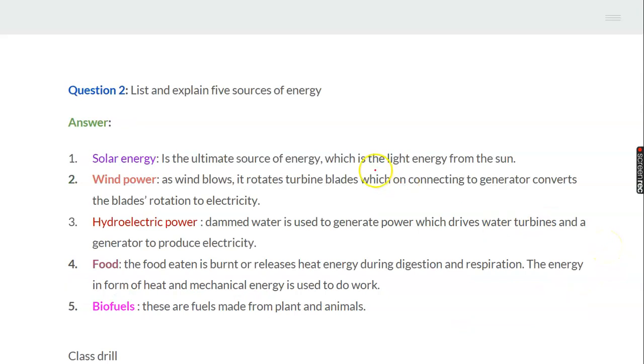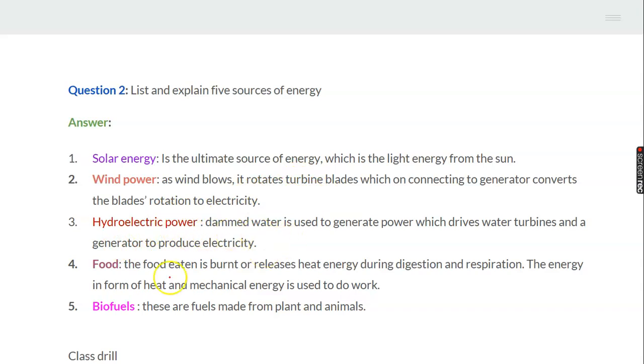So moving to question two under that topic, I said list and explain five sources of energy. Answer. The first one on my list is solar energy. As we all know, solar is light energy from the sun and is the ultimate. Without it, life might not be able to continue. Okay, the second one is wind power. I explained it right here.